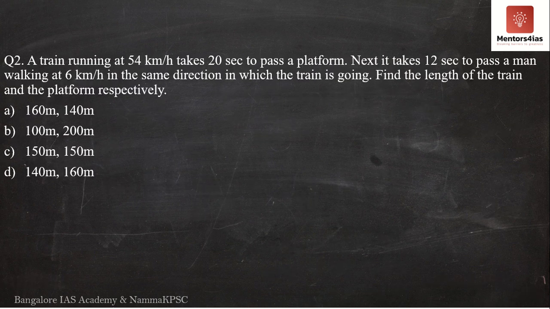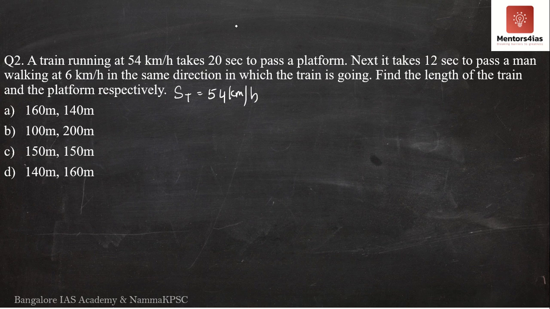Second question now. The second question says, a train running at 54 kilometers per hour takes 20 seconds to pass a platform. So the speed of the train is 54 kilometers per hour. Next, it takes 12 seconds to pass a man walking at 6 kilometers per hour in the same direction in which the train is going. Therefore, find the length of the train.